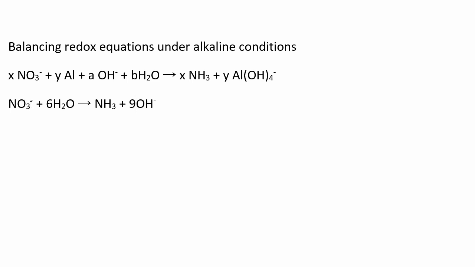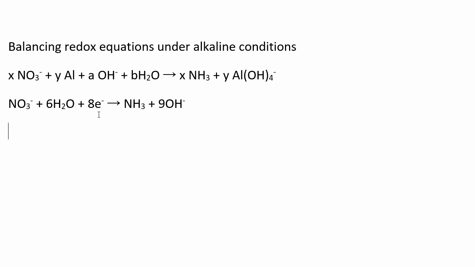The slight problem is on the left hand side we've got 1 negative, and on the right hand side we've got 9 negatives. So we need to add in 8 negatives, 8 electrons, 8 e minus, on the left hand side to balance the half equation electronically. Okay, so it's a bit of a tricky one.